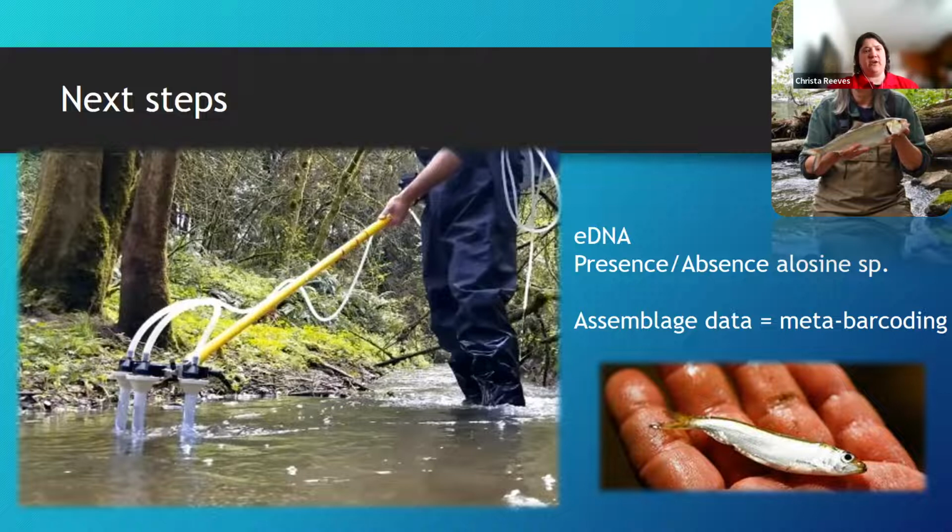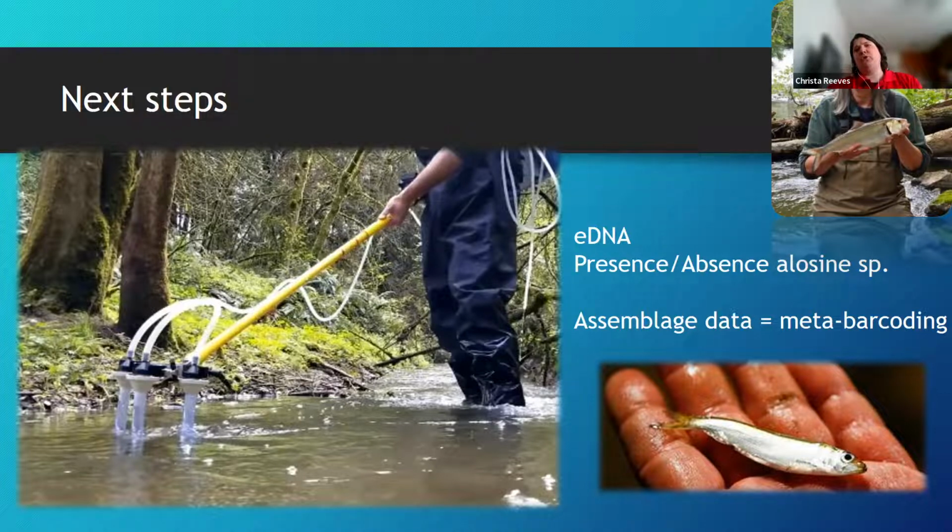You're going to go across the entire river and filter out the water and pick up the DNA from anything within a certain distance from where you're collecting it, right? So what we're going to be able to do, and I know John Weil is going to be talking about this more, so I won't expand on this too much, is we're going to be able to detect the presence and absence of the Alosine species, which is for us the American shad. And then we're going to be able to get that assemblage data with metabarcoding.